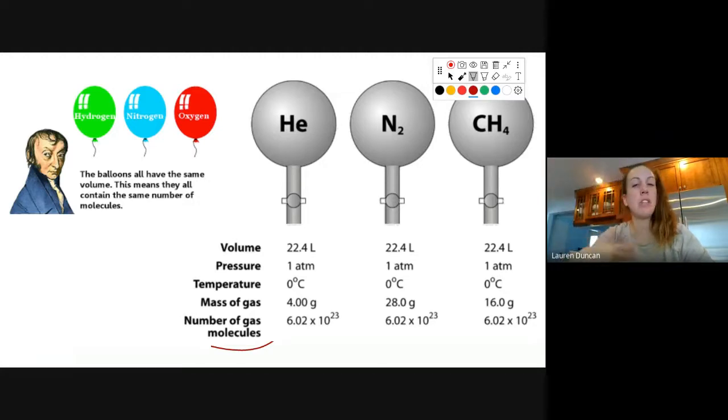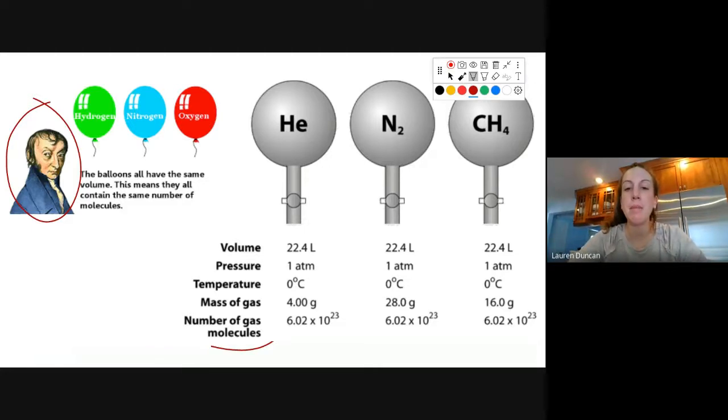And he actually was able to take it one step further. When we started this unit, we called the number the mole, 6.02 times 10 to the 23rd. Another name for that is Avogadro's number. And this is why.